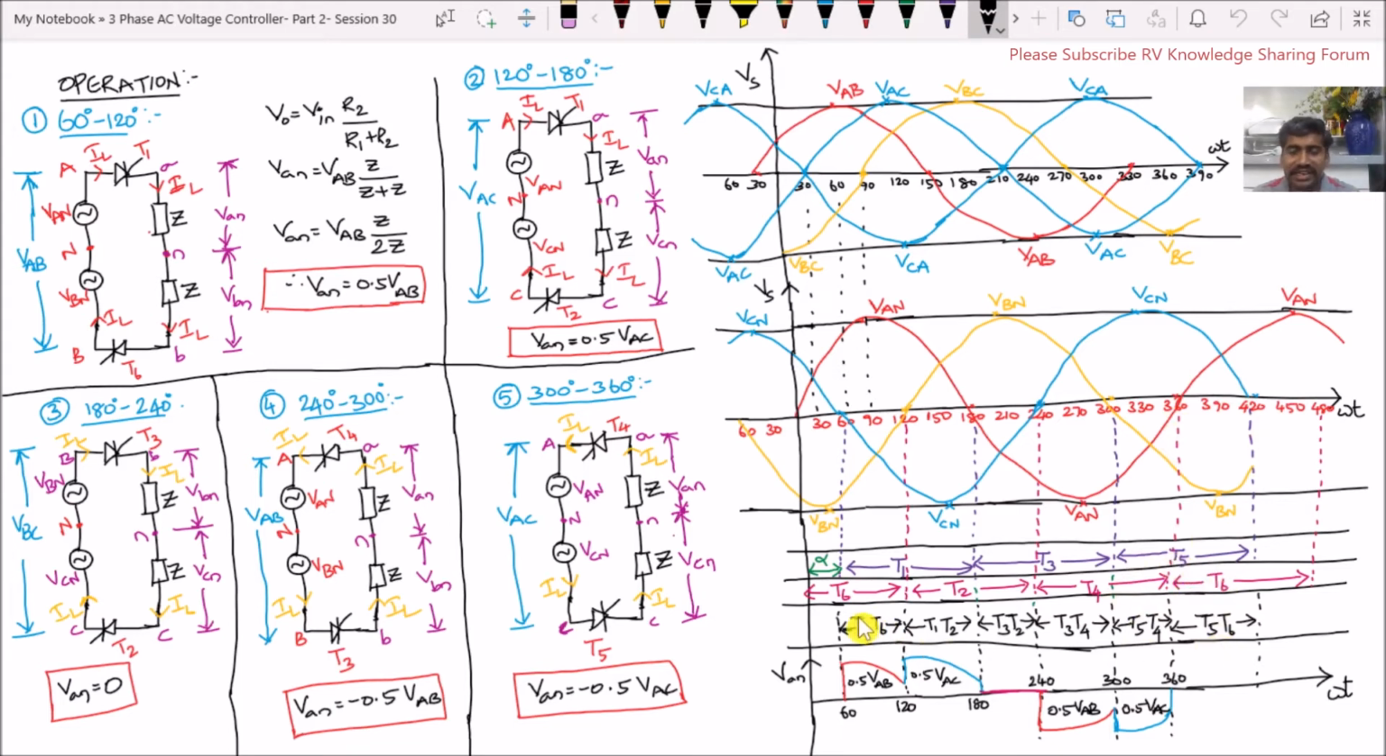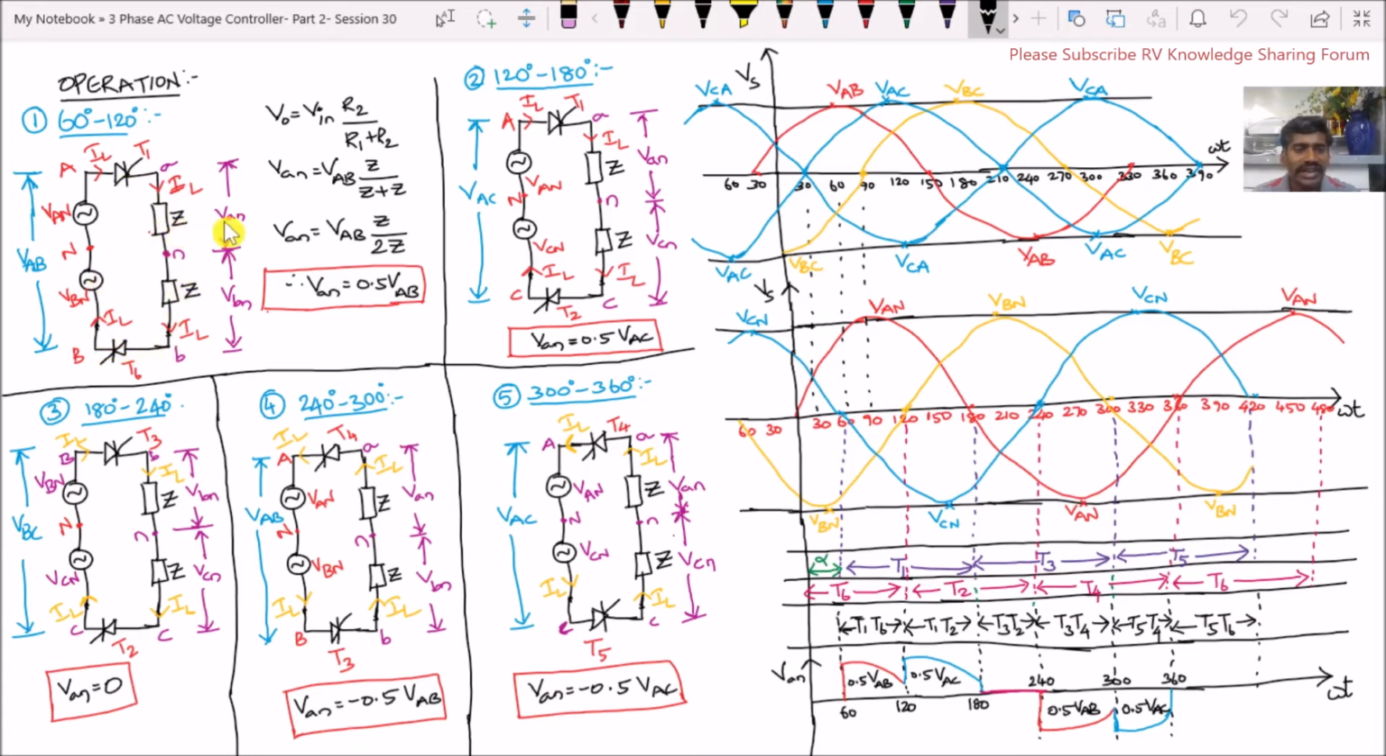Now let us discuss the output voltage for each of these periods. The first period is when thyristors T1 and T6 are conducting, that means from 60 degrees to 120 degrees. Let us see what happens at this time. Please refer to circuit 1 here. The current starts flowing through thyristor T1 and to the impedance load, that means our induction motor, and to thyristor T6.